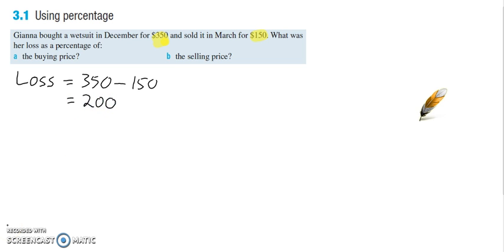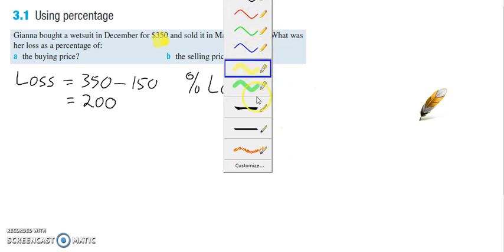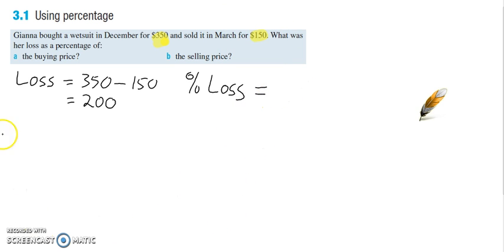Okay? The next thing we've got to look at is the two other questions. And these type of questions are really dependent on literacy, so you've got to pay attention. So generally what we're looking at is, what was her loss as a percentage of buying price and selling price? So we're looking for percentage loss. Okay? And it will be whatever the first thing they stated. So in this case, the first thing they stated was loss, and that will go on the top of the equation.